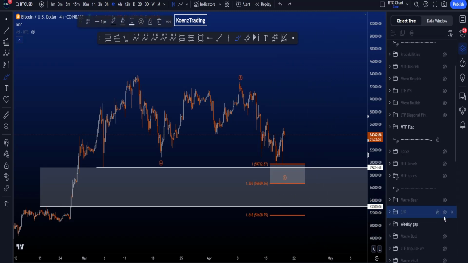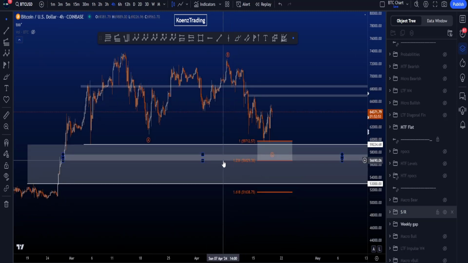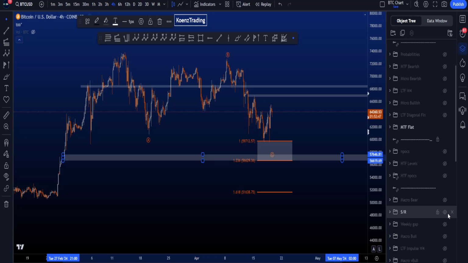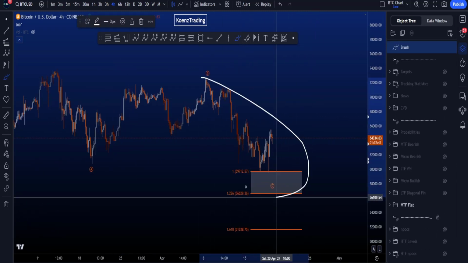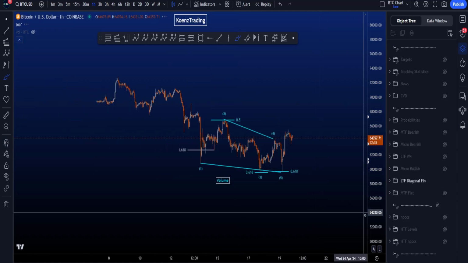However, we have an area of support in the middle of the gap, which is the 4-hour order block here, which is sitting between 56.6k and 57.6k, aligning nicely with the 1.236 as you can see. Now in the most bullish scenario, your wave C here is already finished with this ending diagonal structure.